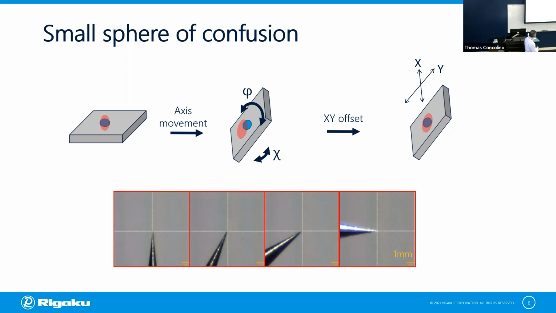So this is a proof of concept. We have a needle here, and we tilt and rotate it to guarantee the X-ray illumination. The cradle has a small sphere of confusion configuration.